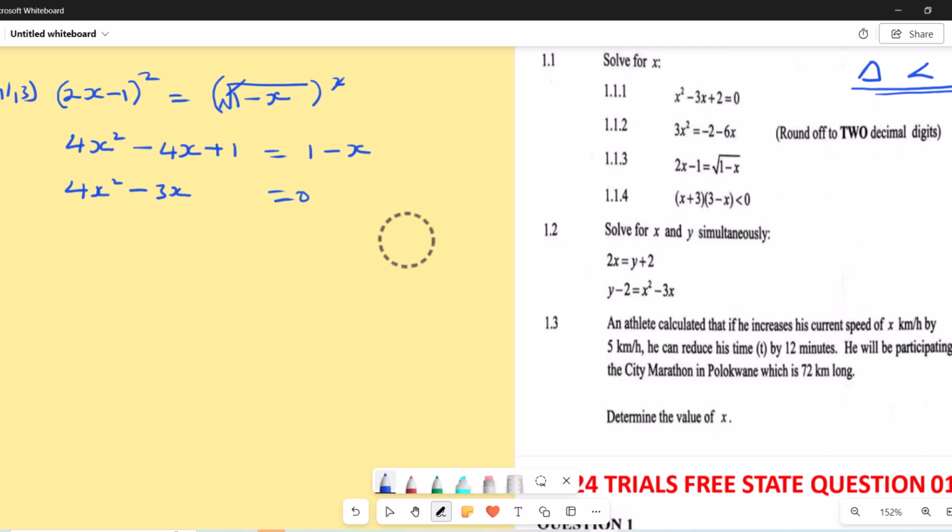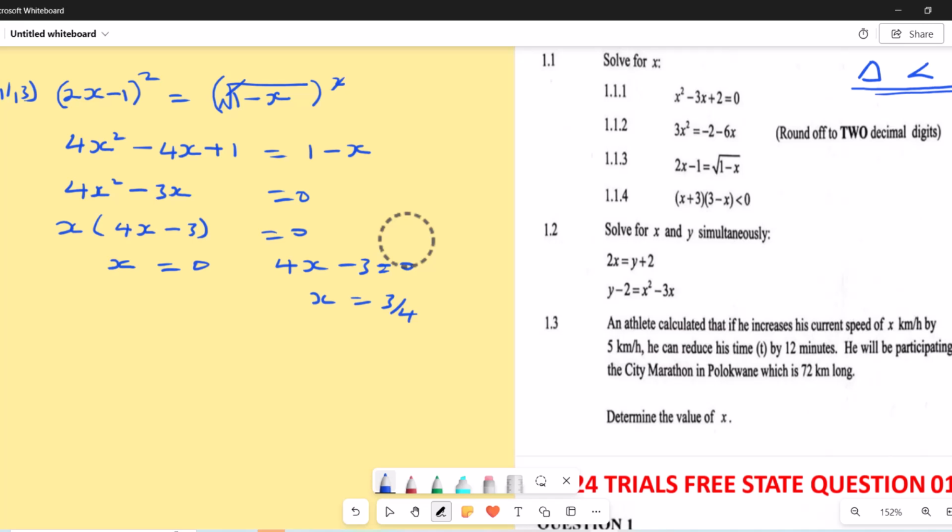What is common in here? x is a common factor. Open brackets: we have x(4x minus 3) equals 0, which gives x equals 0. Then 4x minus 3 is 0, giving us x equals 3/4. Okay, so we said we always check to see if we get the right answer.